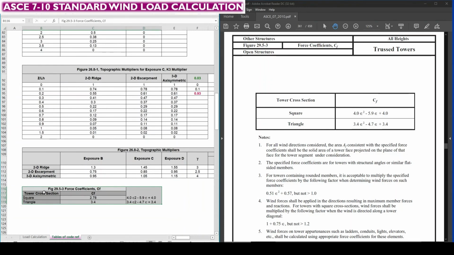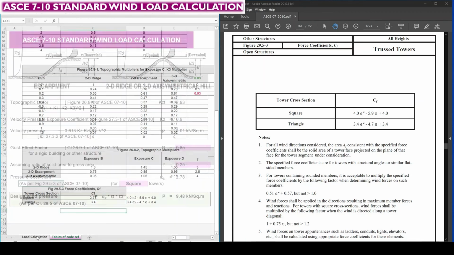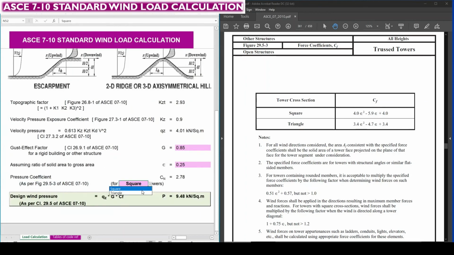So you can see here in the Excel sheet now. As per figure 29.5-3, these are calculated here using the solid ratio epsilon. So there are two values, we are getting 2.78 for square and 3.4 for triangle. So by selecting this tower profile, we can get the pressure coefficient CF.